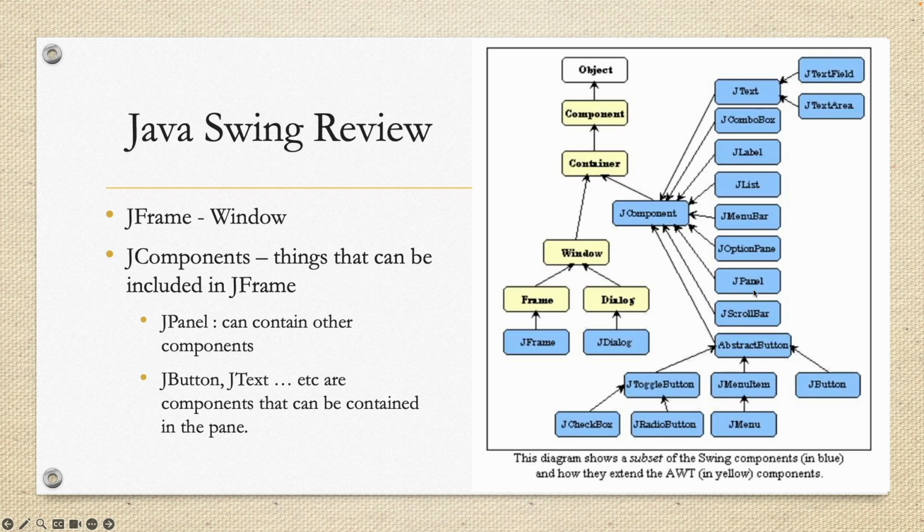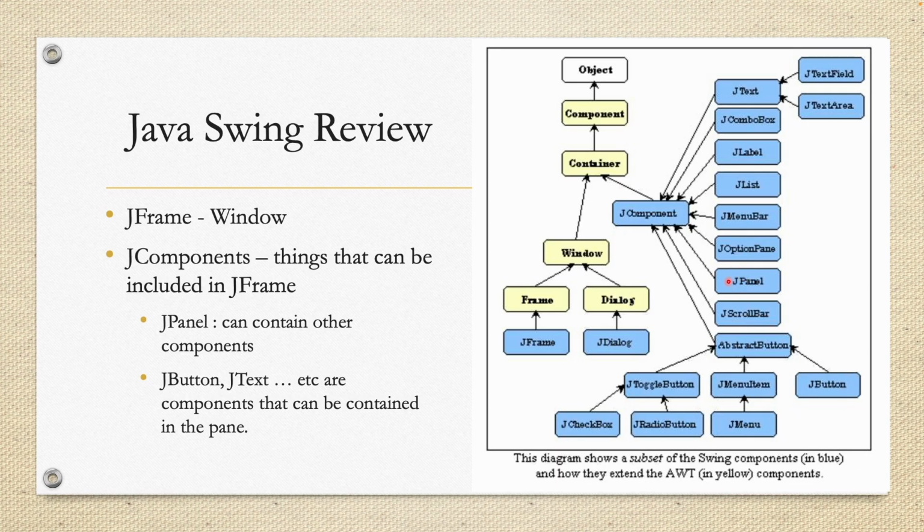Take a look at the class hierarchy on the right hand side. The AWT components are all in yellow and Java Swing components are in blue. So as you can see, the Java Swing components extend the AWT components. That can tell us that Java Swing has more additional functionalities.